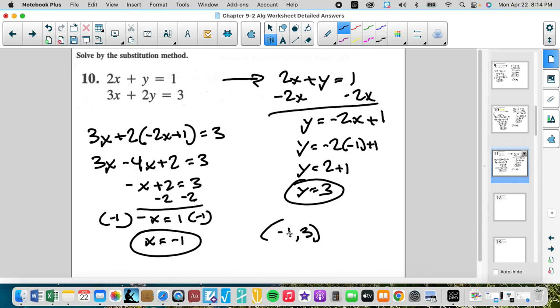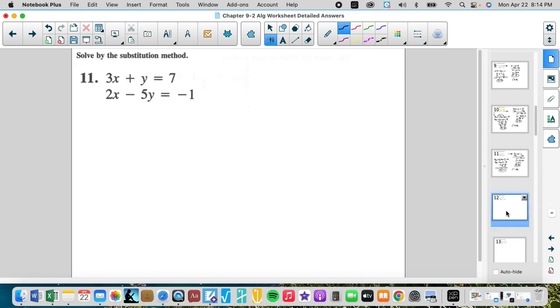And if we take these values, negative 1, that makes negative 2 plus 3 is 1. And that makes negative 3 plus 6. Negative 3 plus 6 is 3. So it checks if you plug it back in.